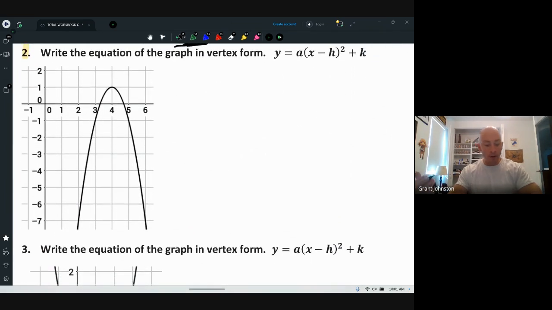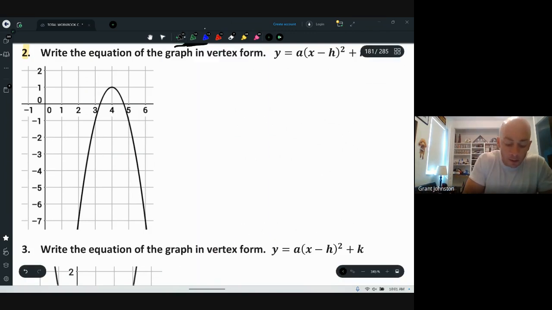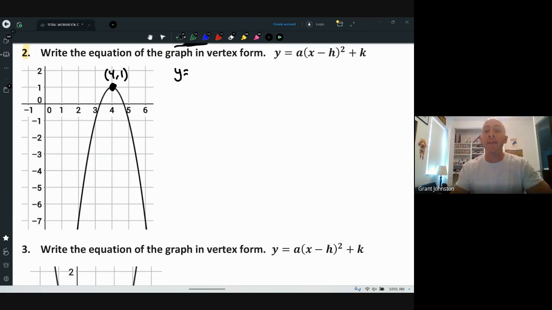All right. First step, I want to figure out what the vertex is. So let me calculate that. This vertex looks at 4 comma 1. So I'm going to write this equation in with the vertex in it. I don't know what a is yet, so I'm just going to write a, parentheses x. Now it's opposite of that positive 4, so it's going to be x minus 4 squared, and then just positive 1. It's only opposite for the inside of the parenthesis.